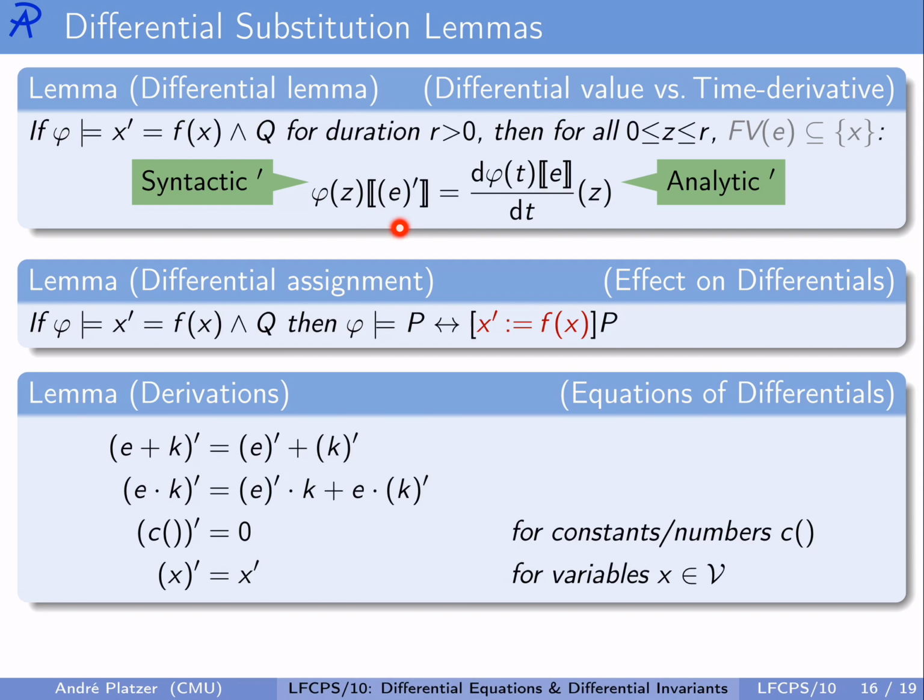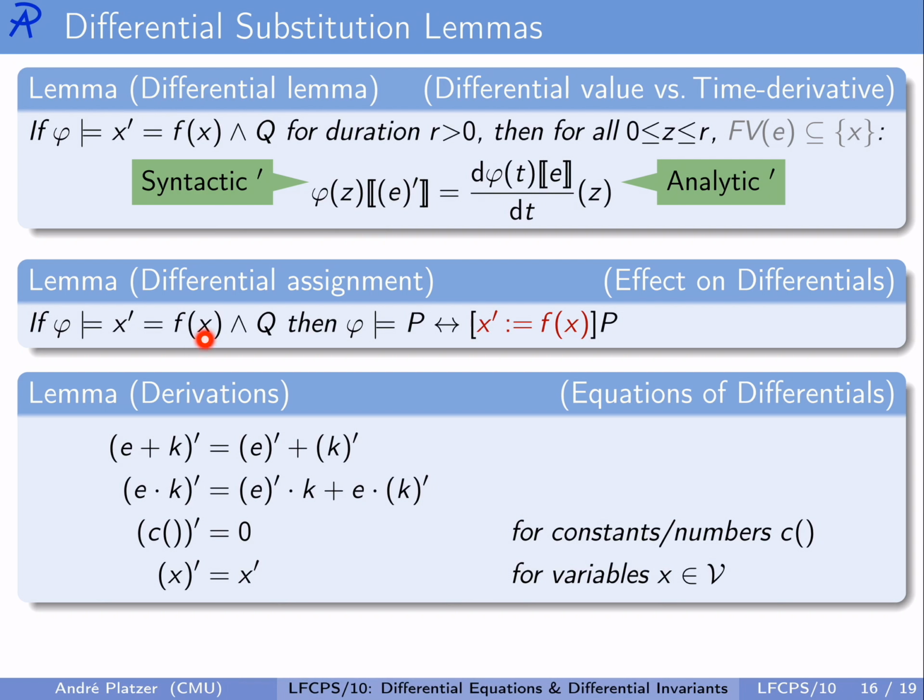The differential lemma says that the e prime, which is just a syntactic term, is the differential of a term. The value of the syntactic expression is equal to the value of the analytic time derivatives, at least as long as we're following a differential equation for a positive duration. That is, at every moment in time z, the value of the differential e prime of e along the solution equals the time derivative along that solution of the value that e itself has at the time z. This is an analytic derivative, this is purely syntactic. We better prove it.